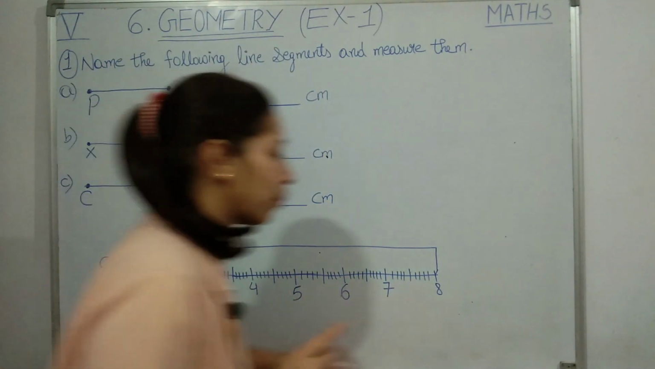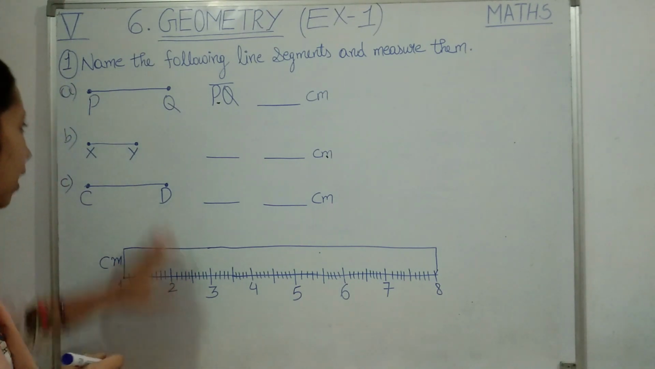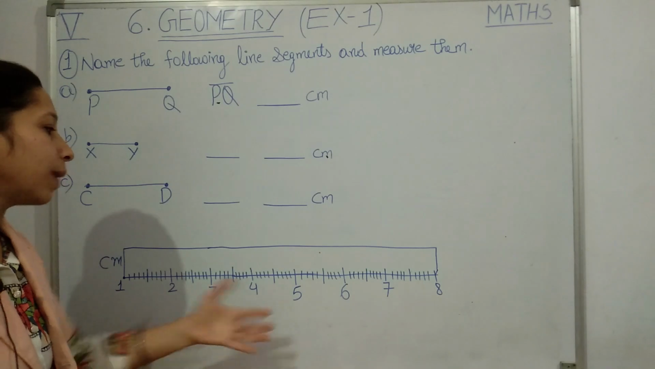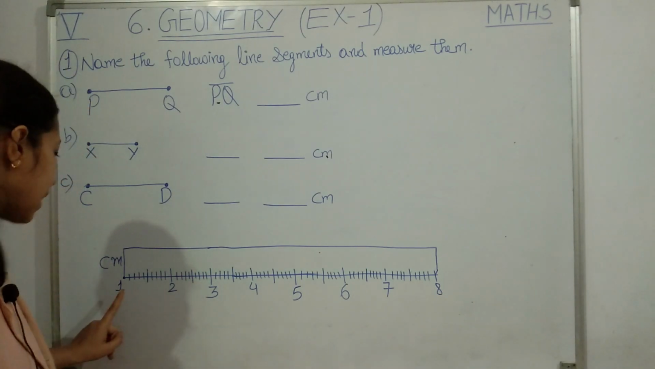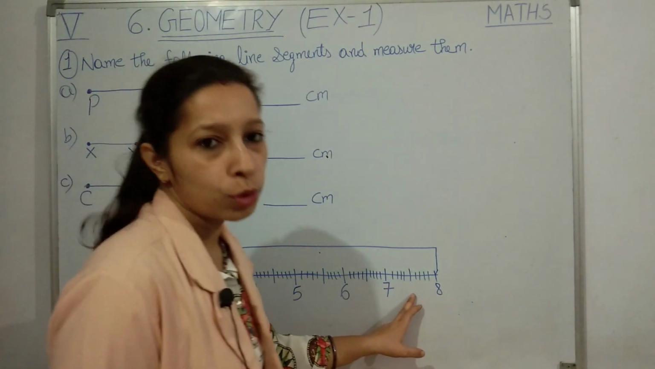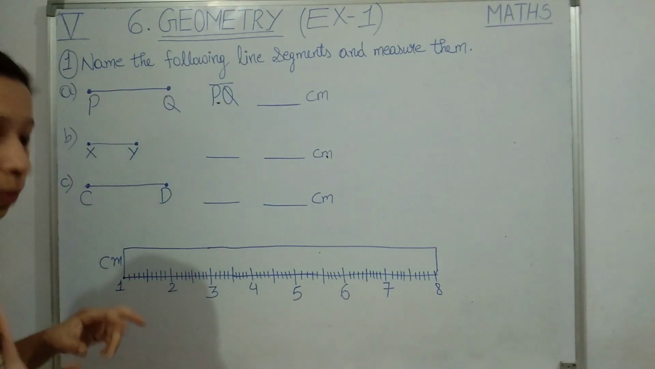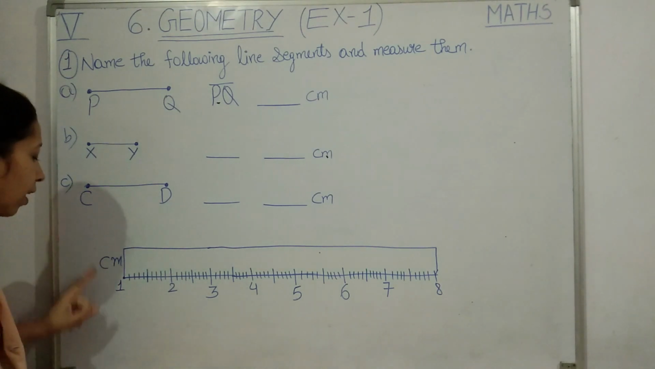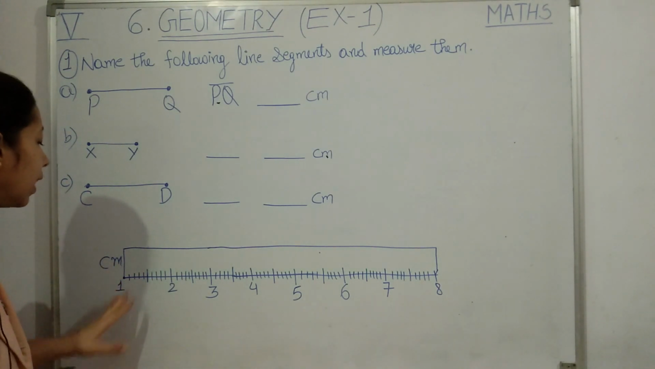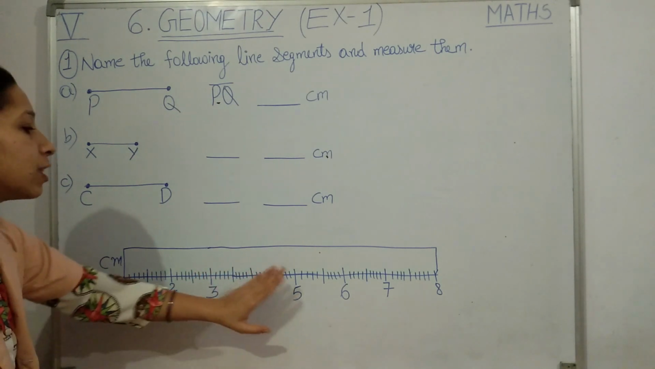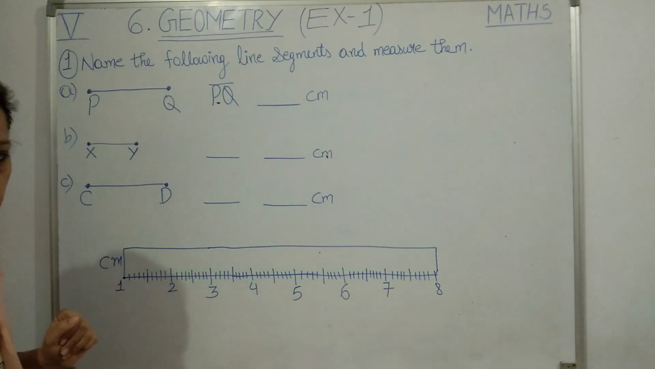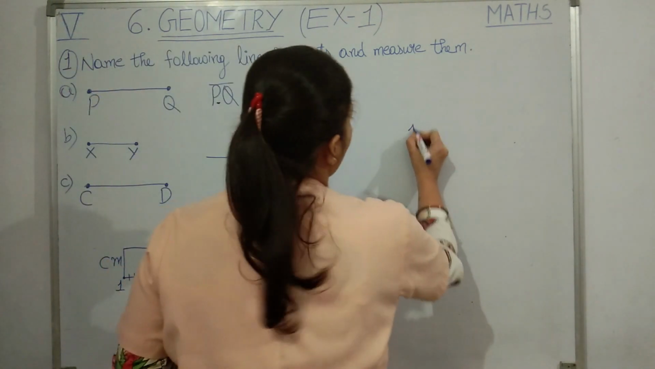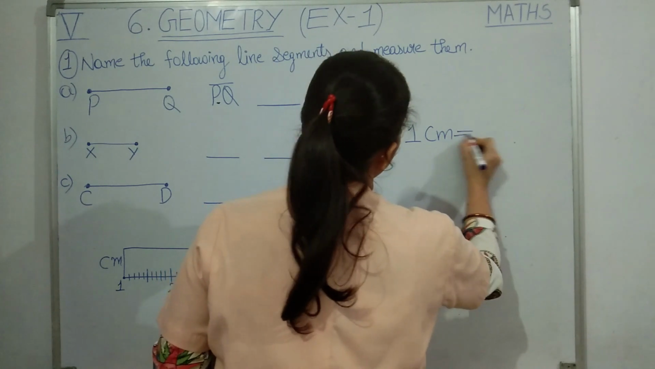I'll be giving you one example of using a scale also, students. Before moving on to the question, let us just see here. Just for explaining to you, I have made a scale here. My scale is starting from 1 and it is going up to 8. You will also see the numberings in your scale. Take out your scale and see, students. The equal distance between each number is 1 centimeter, and in 1 centimeter there are 10 millimeters.